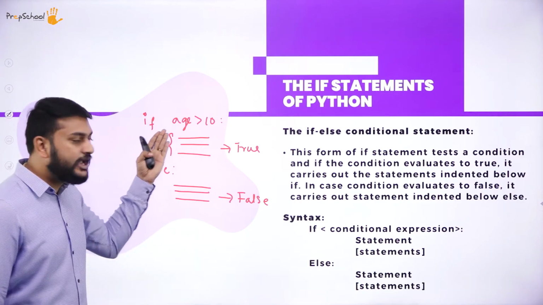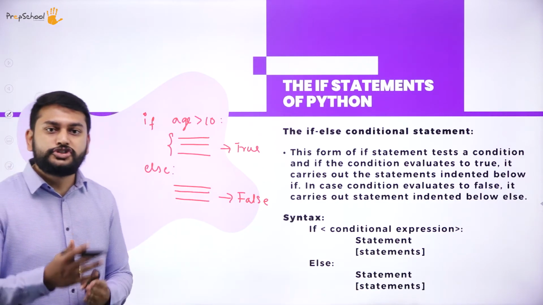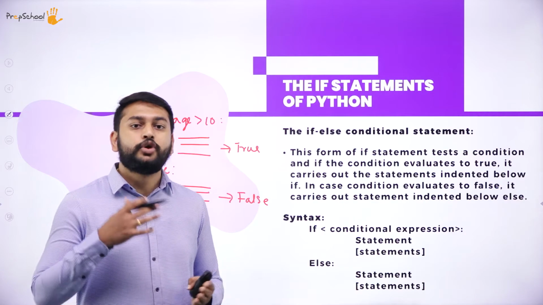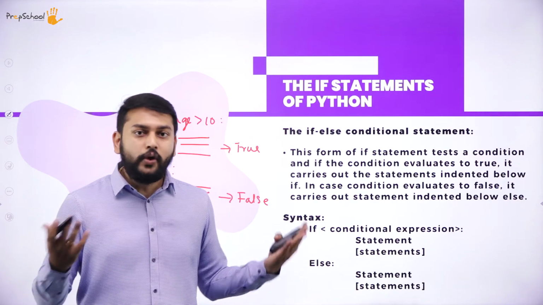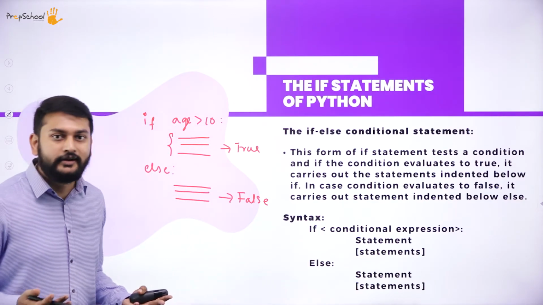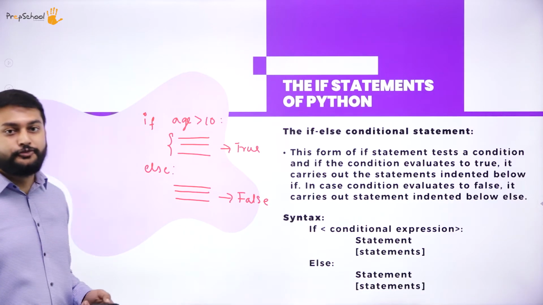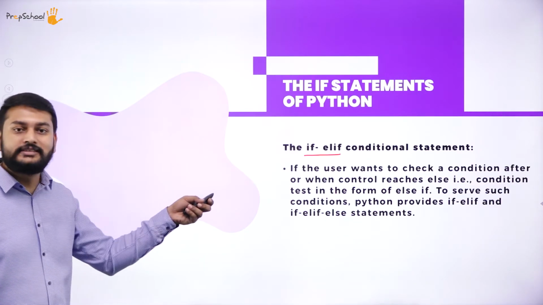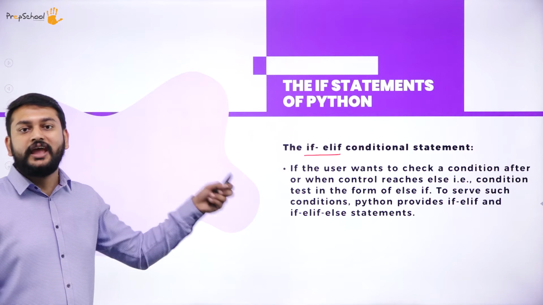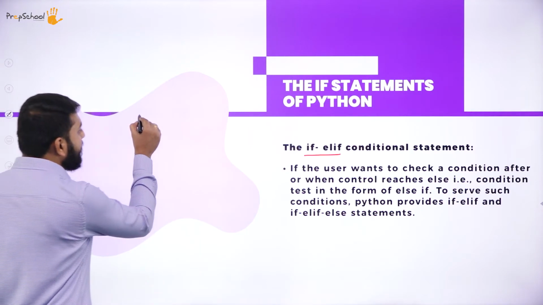Here I have age is greater than 10. Suppose I want to check if the age is greater than 20 also. Then how do I give more than one condition? Such kind of problems will be answered in this statement, that is if else if. Let's check how exactly I'll be doing it.